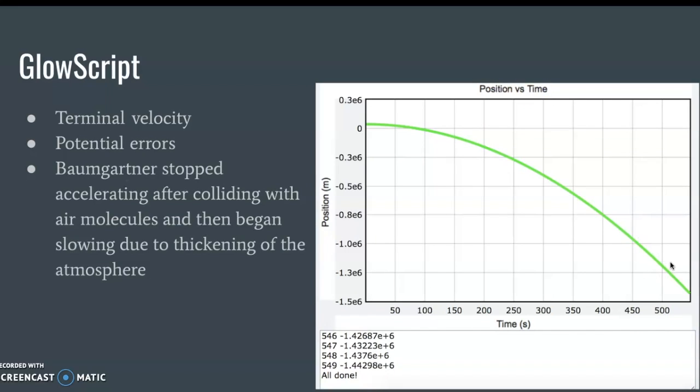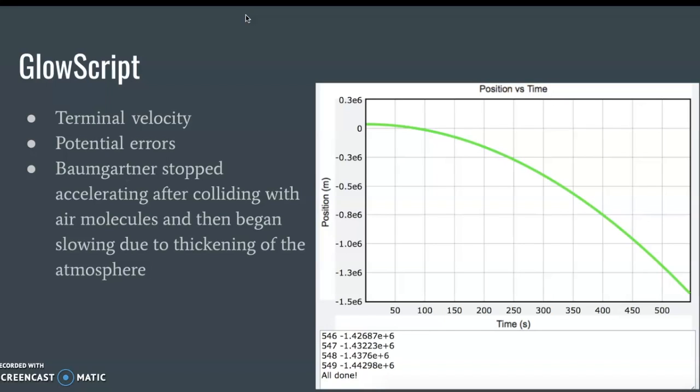We have a terminal velocity over on the far right side. You can see that the position goes into negative values, which I was never able to get it up to end at 0. So when Felix fell, he first was in free fall, and then he stopped accelerating when he reached the air resistance, where he collided with the air molecules, and then because the density of the air got thicker, he ended up actually slowing down. So this became a very complicated multi-step process with the fall.